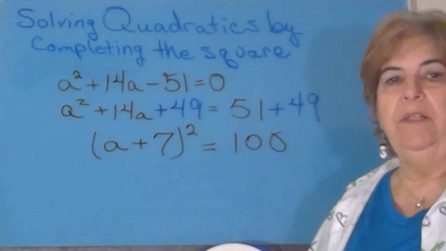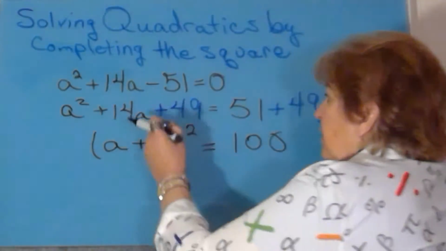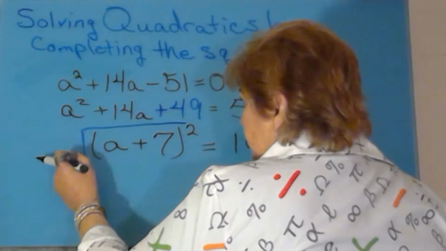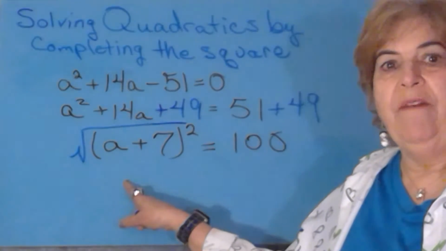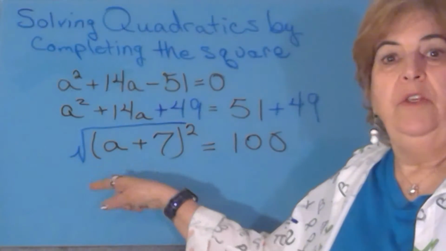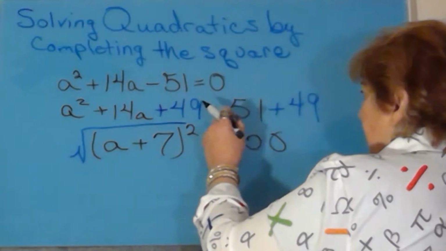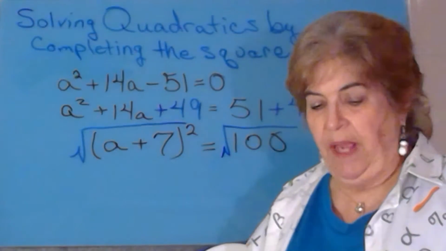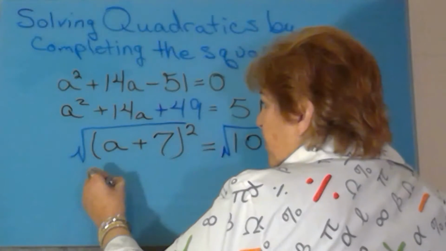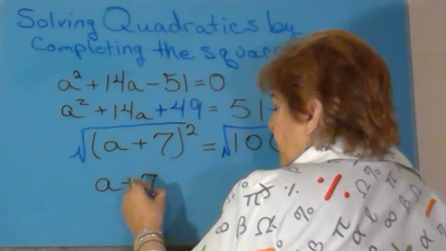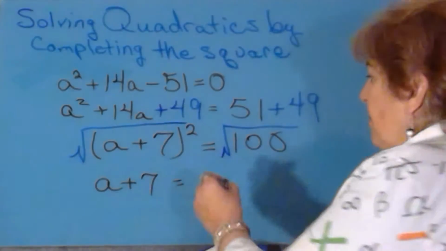Now this is what I need to solve. You can do that. The reason we learned how to complete the square is because if you have a perfect square on one side, you can take the square root, and you can take the square root of the other side. Now this one works out very nicely. We end up with a plus 7. And you know the square root of 100 is 10.